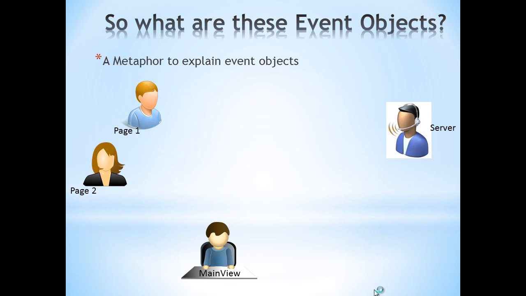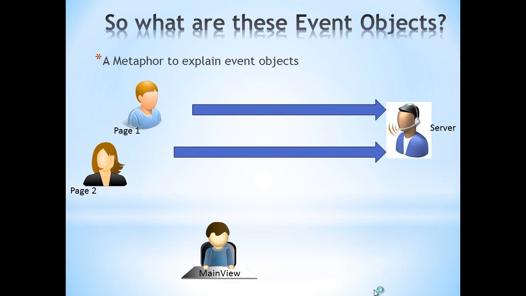So what are these event objects that I keep on mentioning? Well, let me explain that with a metaphor. Imagine we have page 1 and page 2, who are both going to contact the server to make a certain request for information, let's say, for example, person information. The server has this information and knows that it has to reply to page 1 and page 2. But the question is, which response is going to end up at page 1 and which at page 2? Fortunately, the server can use a little trick for that.